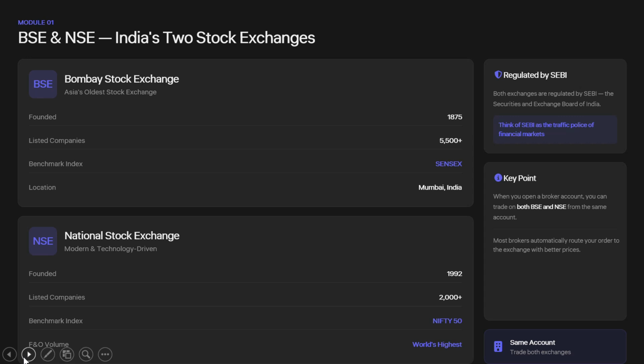Now, the important thing. Both exchanges are regulated by SEBI, the Securities and Exchange Board of India. Think of SEBI as the traffic police of financial markets. And when you open a broker account, you can trade on both BSE and NSE from the same account.